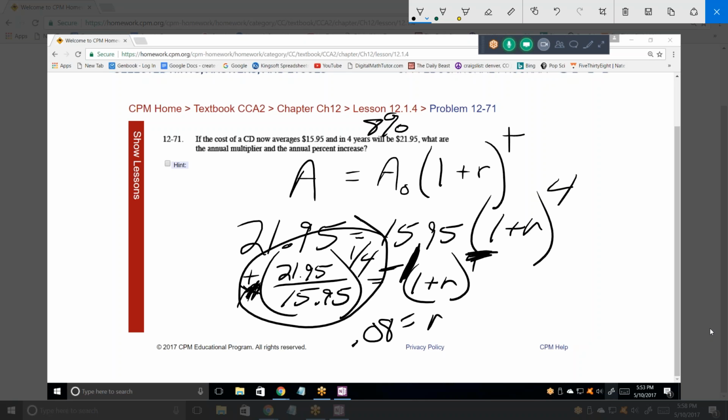And if you'd have come up with 0.008, I would have said something's wrong, because it's certainly going up more than 1% a year. So that makes perfect sense. It's also a reasonable rate. We're 90% sure we got the right answer.